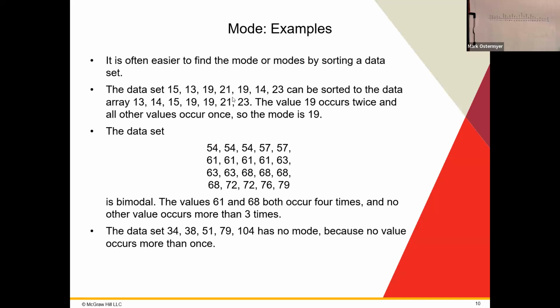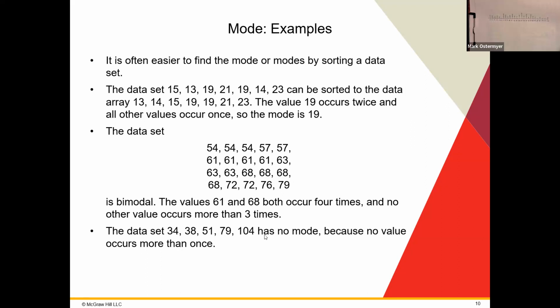All right. Here's an example of a data set. They sorted it, and the most frequently occurring data point is 19, so that would be the mode. And that would be a unimodal data set since it only has one mode. Here's another data set. It looks like it's sorted, and it appears that 61 occurs with a frequency of 4 times, and so does 68. So there would be 2 modes in this data set, 61 and 68. That's a bimodal data set.